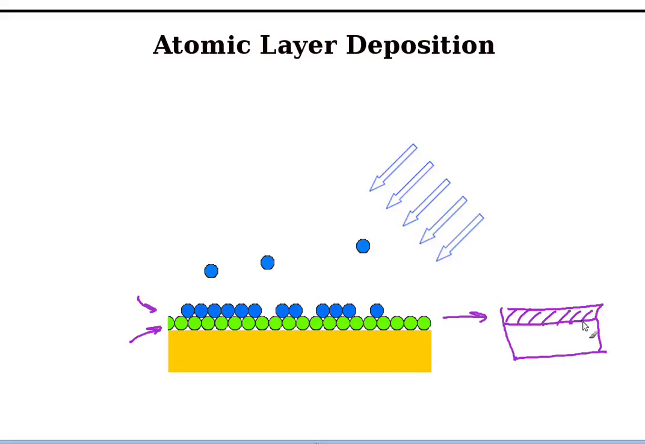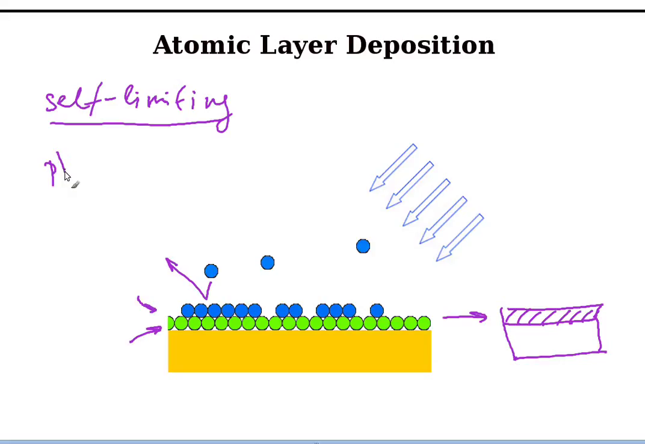This process is self-limiting. Only single atomic or molecular layer can be deposited onto the surface because, for example, this particle would not stick to the surface and would bump right off. The attachment can be either physical, which is rather weak, or chemical.